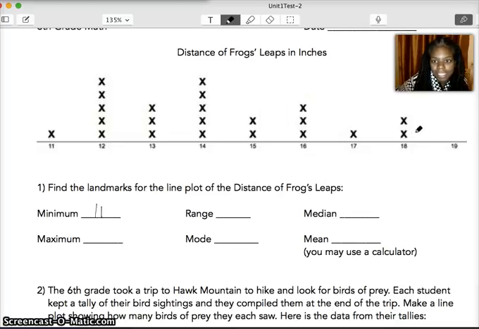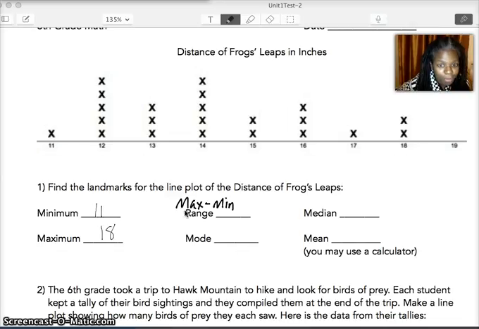Our maximum is up here. It's 18 because it's the greatest place where there's an X. And so I'll put 18 here. Remember that our range is our maximum minus our minimum, which gives us here a range of 7.